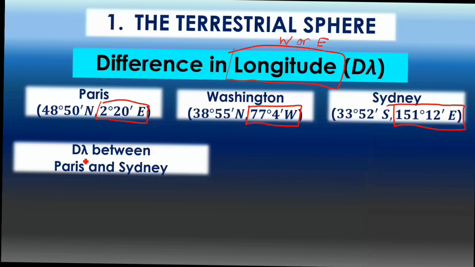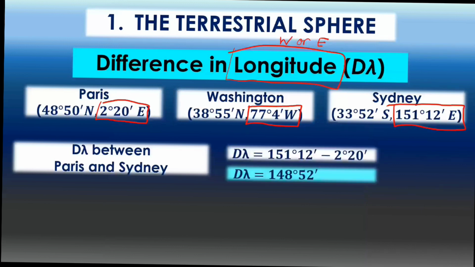Now, the difference in longitude, Paris and Sydney. Paris is on the east, and Sydney is also on the east. Remember, if the two longitudes are on the same side, whether both on west or both on east, you subtract the smaller one from the bigger one. The difference in longitude is 148 degrees 52 minutes.